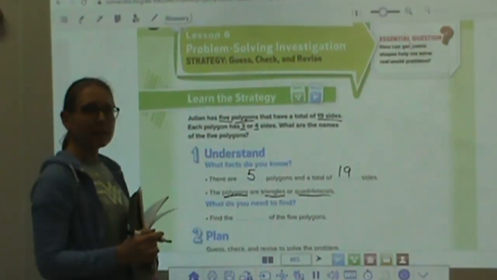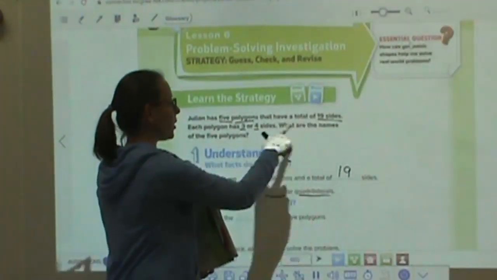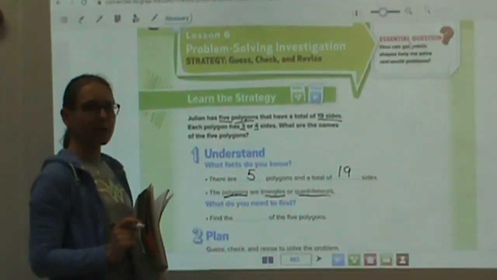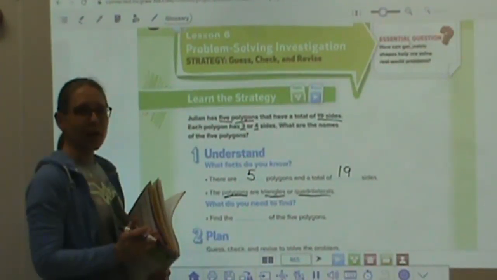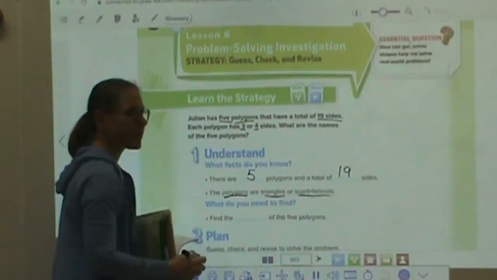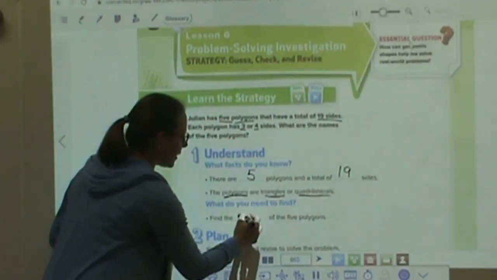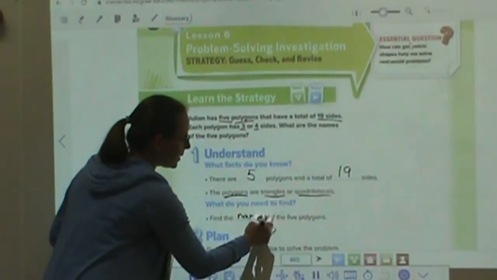What do we need to find? Go back to the question. What are the names of the 5 polygons? Find the names of the 5 polygons. So we're going to write names in here. N-A-M-E-S.